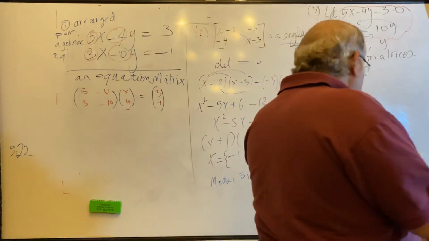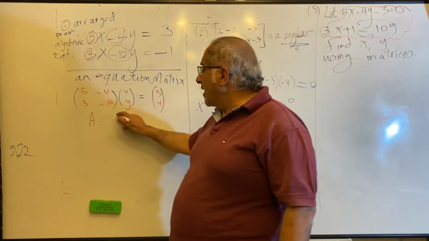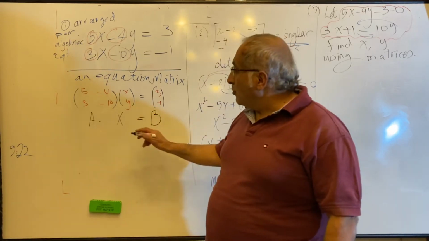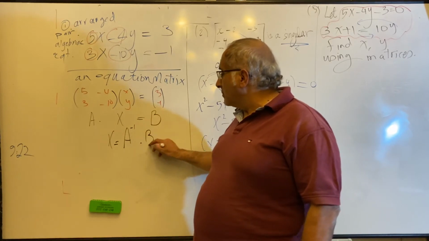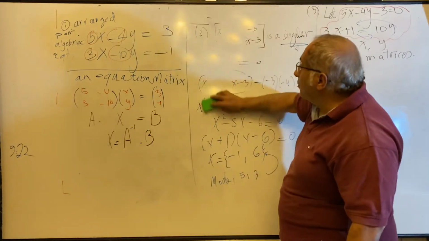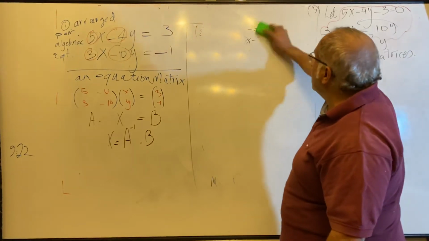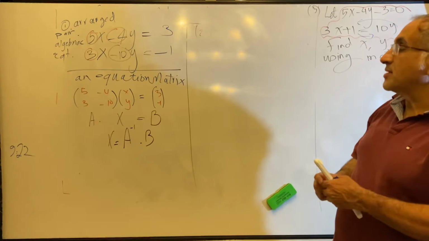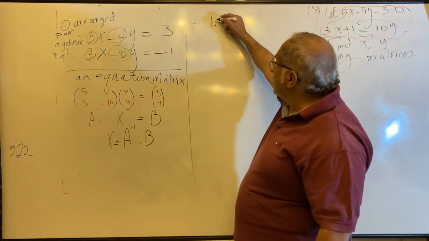In order to solve this, I have to remember, if I call this A, and I call this X unknown, and if I call this matrix B known, in order to find X, I need to find the inverse of A and multiply it by B. So if you're not good in multiplication, oops. If you're not good in determinants, oops. If you're not good in finding the final answer of the inverse, oops. So let's find the determinant of the matrix A.